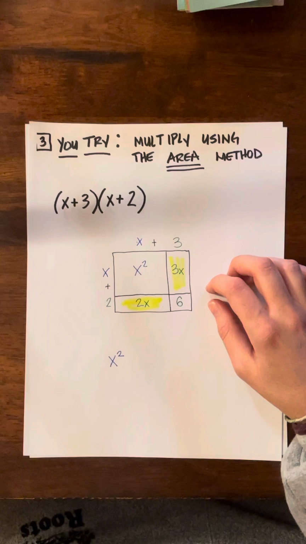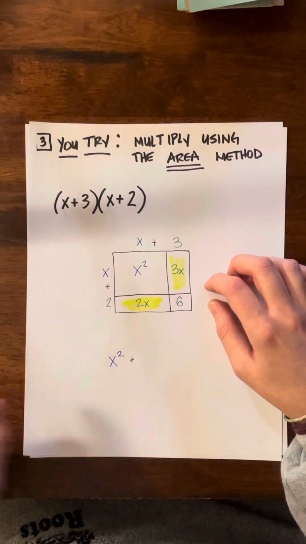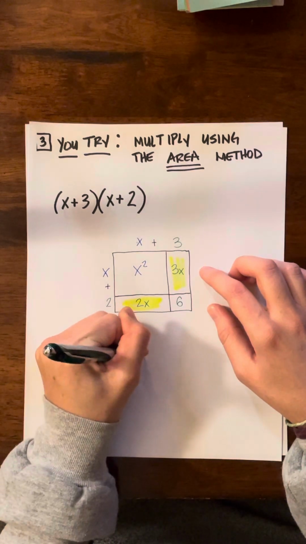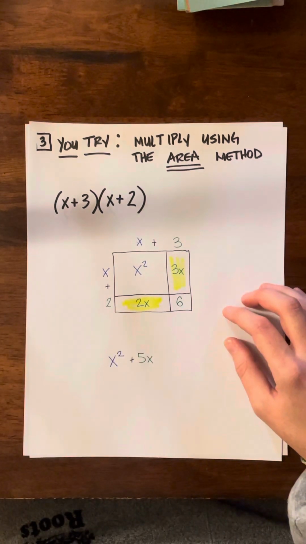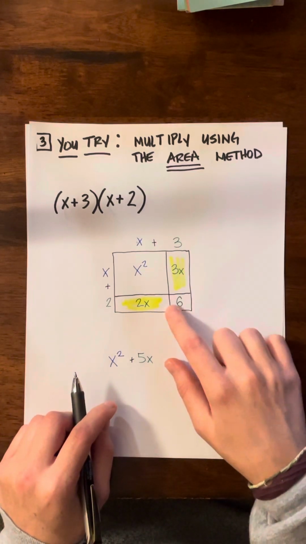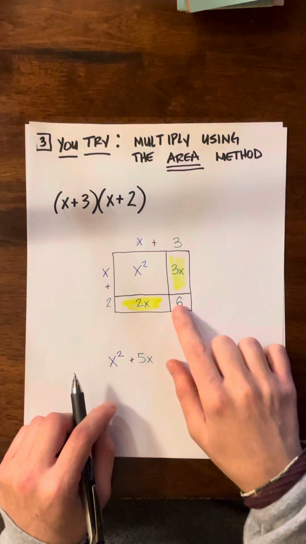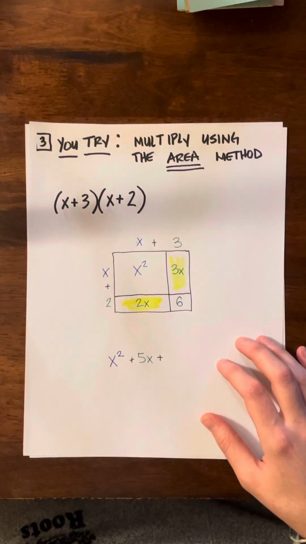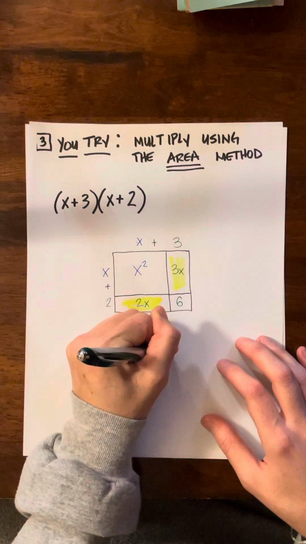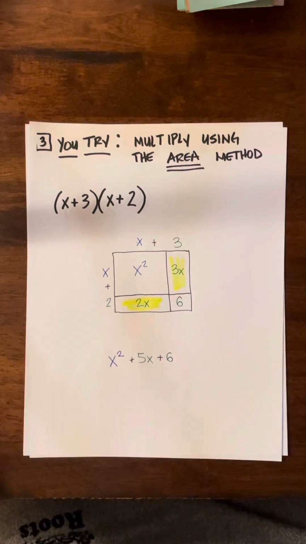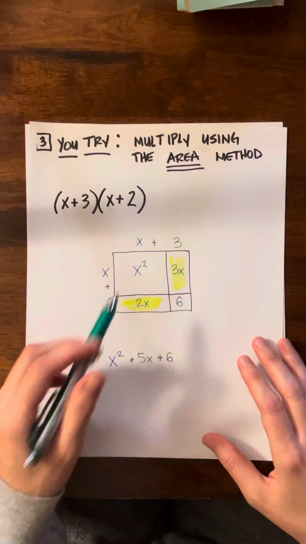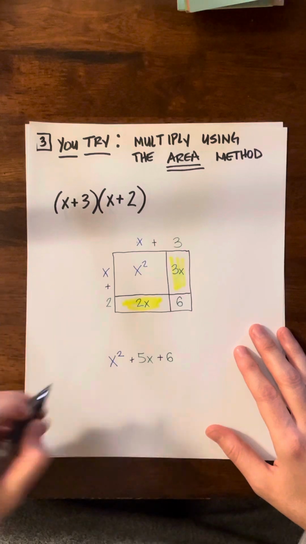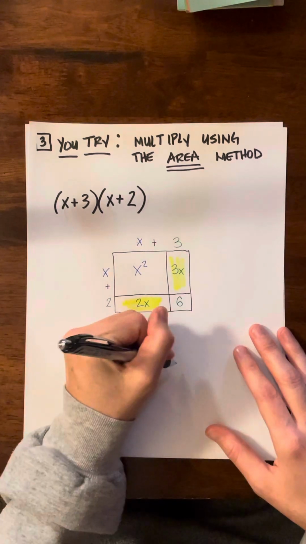So we have 3x plus 2x, which makes 5x. And now we have our last, smallest box here, which is 6, and it's a positive 6. Which means we're going to put a plus there, and we're going to put our 6 at the end of our quadratic expression. So, using the area method, we found our quadratic expression, which is x squared plus 5x plus 6.